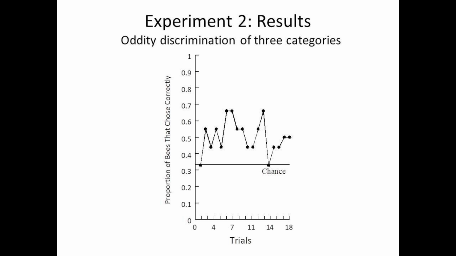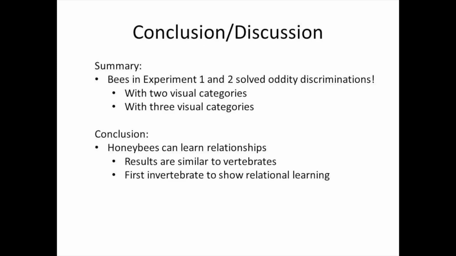Overall, it appears that they did struggle more than experiment 1, and this is because the average proportion of bees that chose correctly is lower in experiment 2 than experiment 1. And this does make sense. We added complexity to the experiment by adding a third category after all. So the conclusion that I can make is that bees in experiment 1 and 2 solved the oddity discrimination problems. Yes! With 2 visual categories and 3 visual categories. And that's amazing. We can conclude that honeybees can learn relationships, and they do show some sort of relational learning, and that these results are similar to those of vertebrates, and they are the first invertebrates to show relational learning.